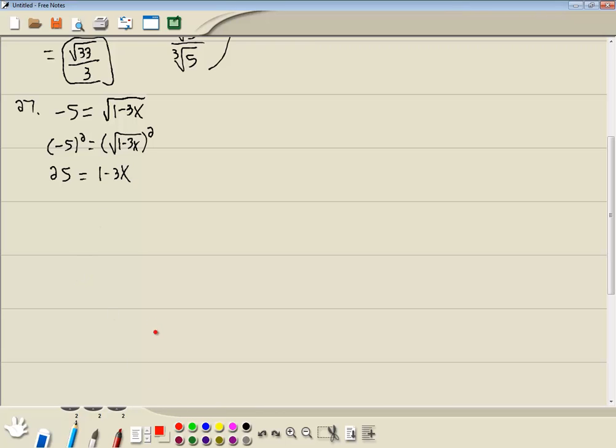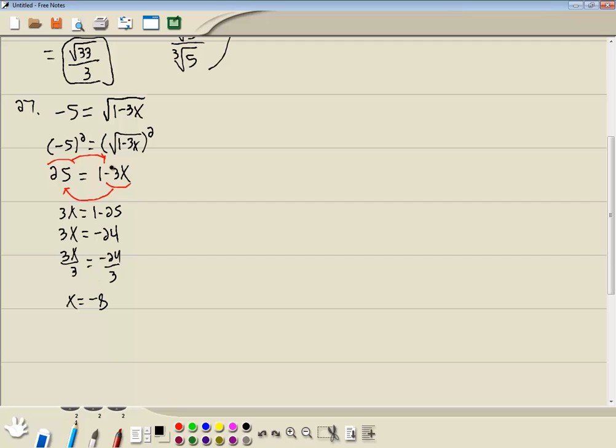Now we want to solve for x. So I'm going to take this negative 3x and move it to the left side. And I'll take that 25 and move it to the right side. So we got 3x is equal to 1 minus 25. 1 minus 25 is negative 24. Divide both sides by 3. And you get x is equal to negative 8.